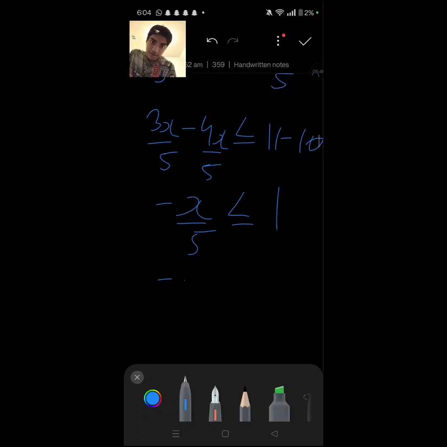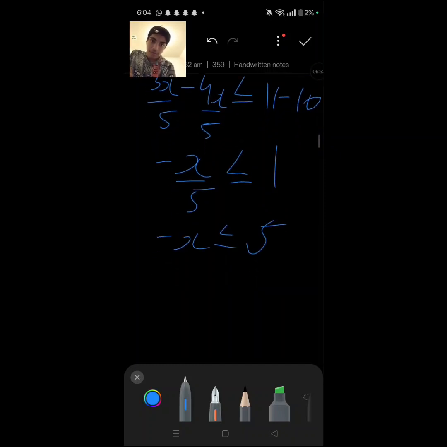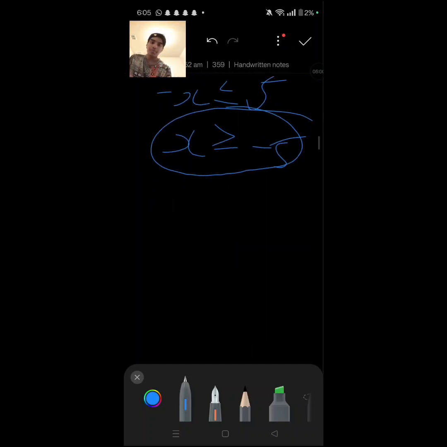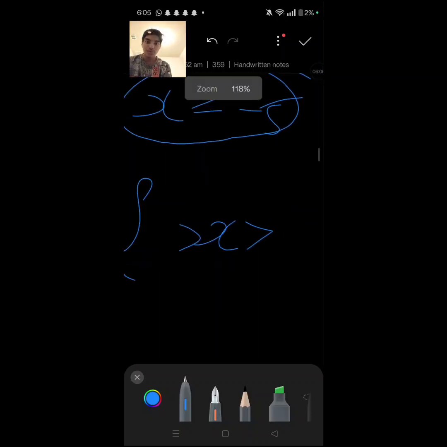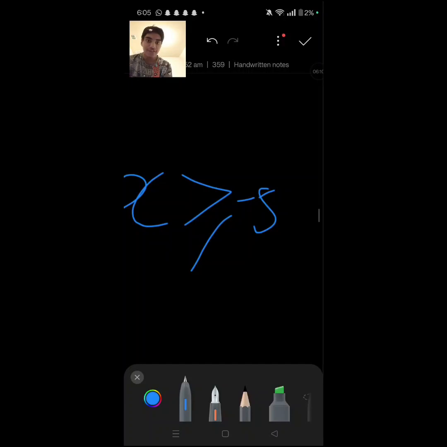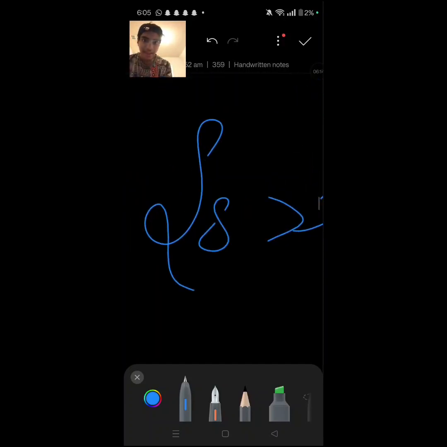Take the 5 over there. Negative x is less than or equal to 5. If you want to flip the signs over, x is greater than or equal to negative 5. So now you know the range basically. You know the final solution. X is greater than or equal to what? X is greater than or equal to negative 5. And you know that x is less than 8 1/3.